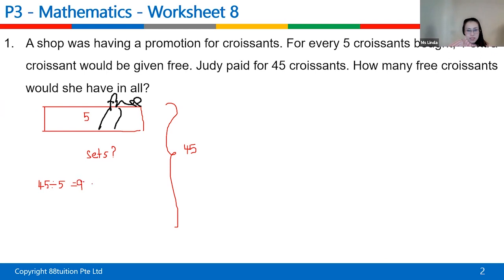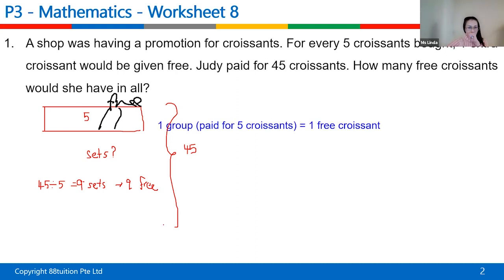Sorry, 1 set. So here we know that there are 9 sets. Now, basically 9 sets also means 9 free croissants. Okay, and handwriting. Sorry, I'm going to draw this out.